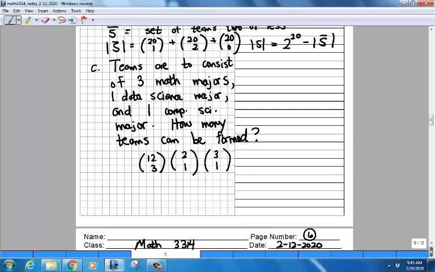And then there's three computer science majors. We're going to pick one of those, right? Okay, there's three ways of doing that. If you calculate this value, you get 3, all right? So pick the math, pick the data science, and pick the computer science, and that will form the team, right? Okay, so there it is. That's the answer.